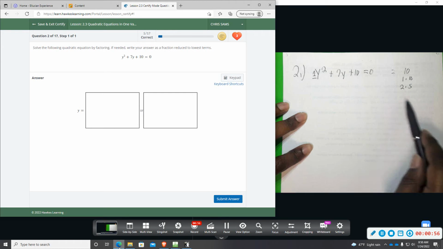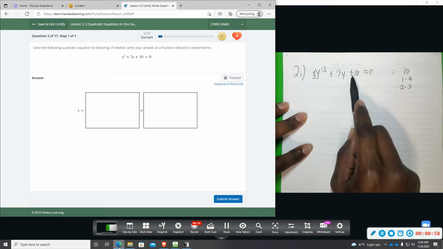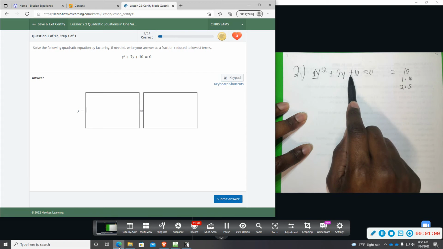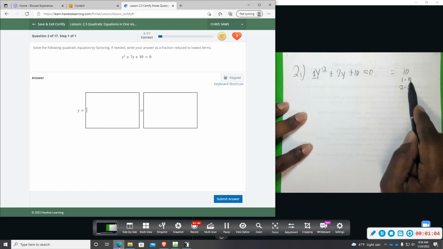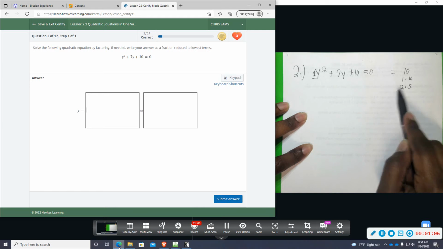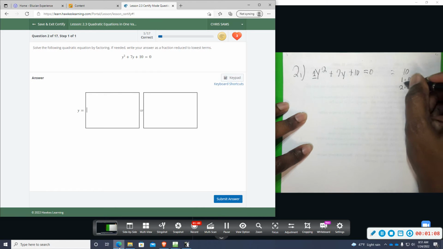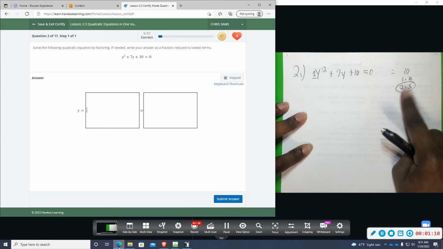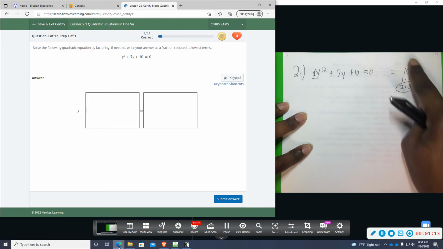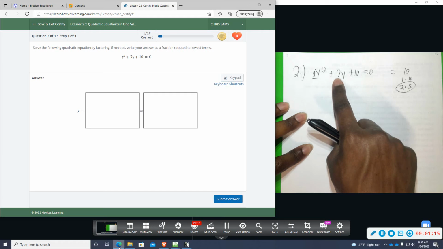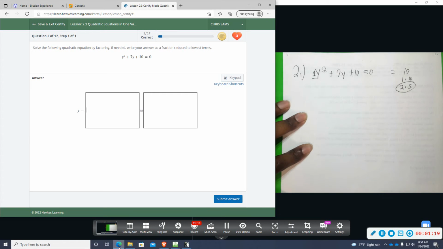Alright, so once you list the factors, you look at this sign. This tells you what to do. This one first. You're going to add and see which ones give you 7. 10 plus 1 gives me 11. 5 plus 2 gives me 7. These are the numbers I use. Okay, so if you can find those numbers, it factors. If you go down this list and you're adding and nothing gives you 7, then the problem will not factor. You have to try to solve it a different method.